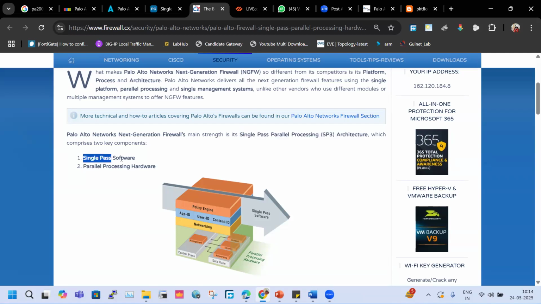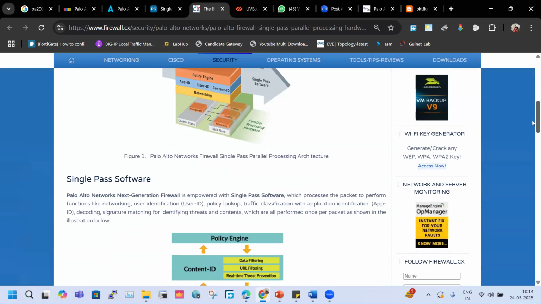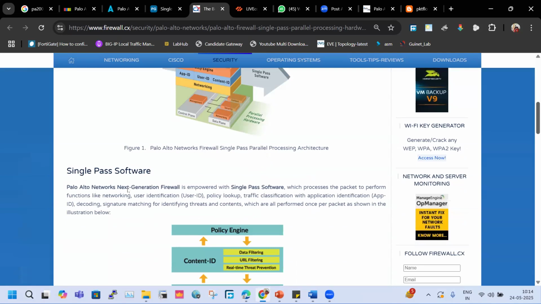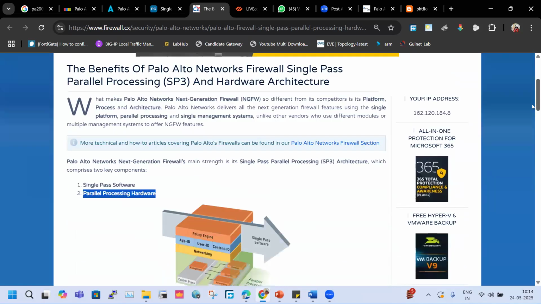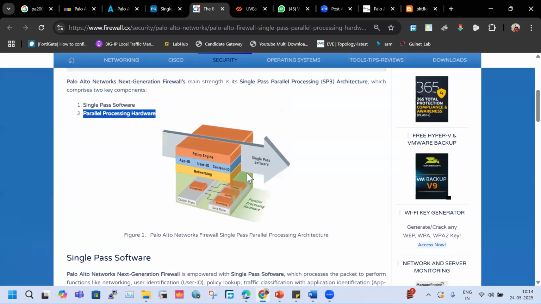First of all, it is divided in two parts. If you see the architecture, it is divided in two parts. First is our single pass software, and second is our parallel processing hardware. What does it mean, single pass software and parallel processing hardware? If you see here, I have mentioned the diagram, the architecture of Palo Alto Networks.